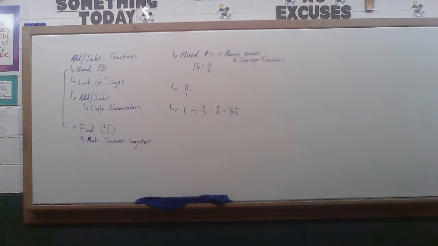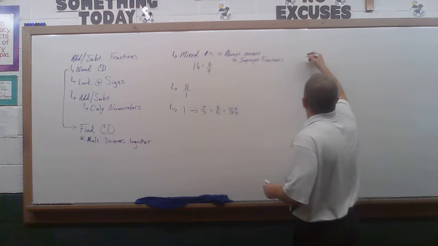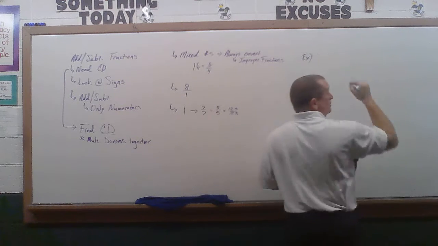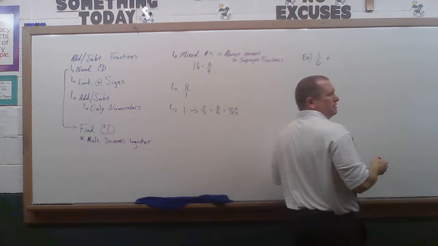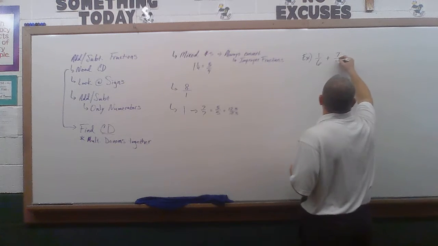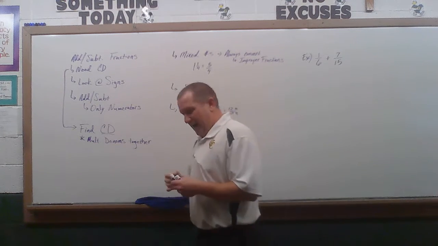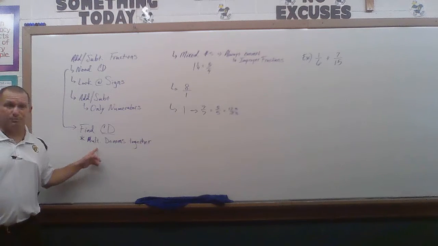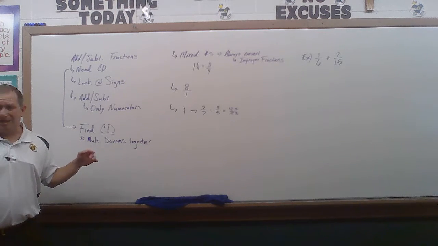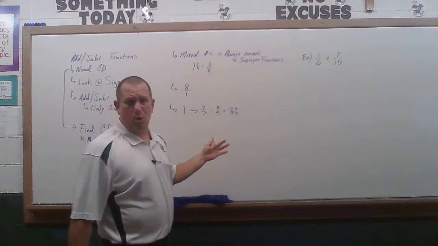So, we start out and start looking at some examples. 1/6 plus 7/15. So again, in my way of thinking of this, I might not necessarily do the least common denominator, or I might not necessarily do this right over here where I'm just going to multiply my denominators together. I'm probably going to do a combination of both.